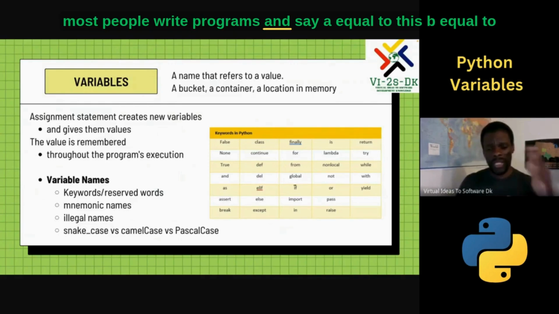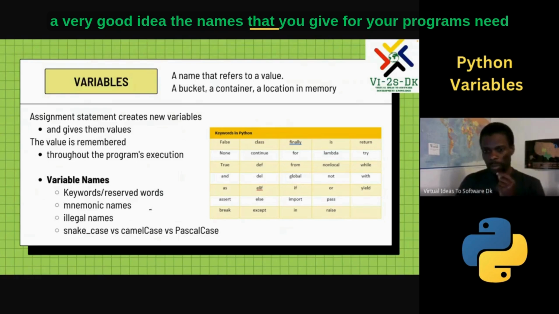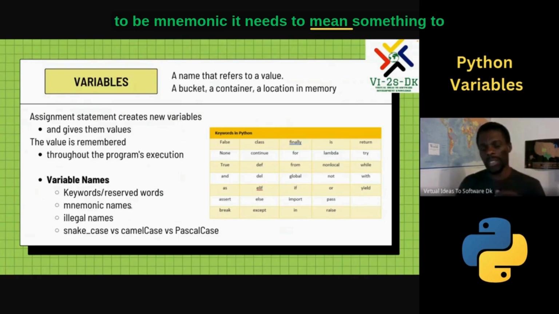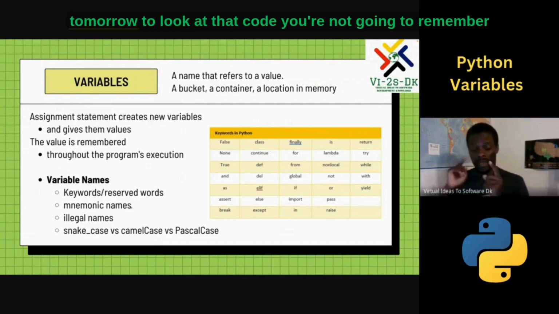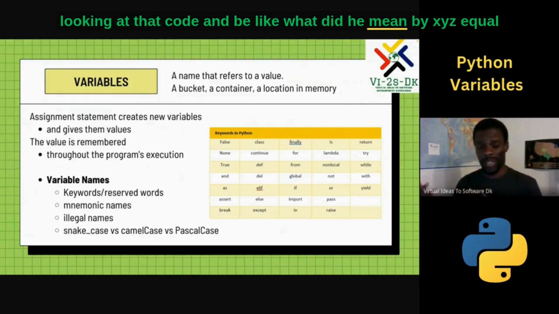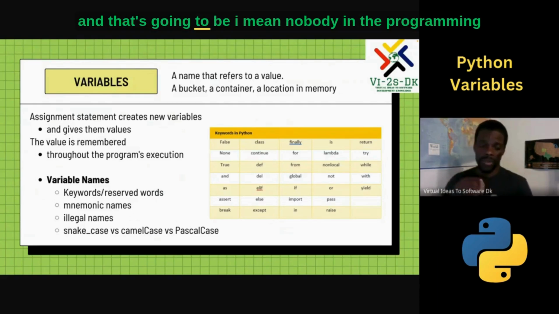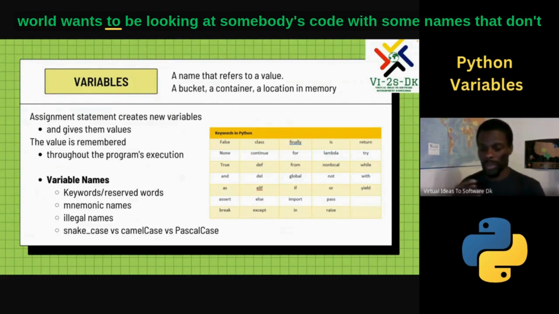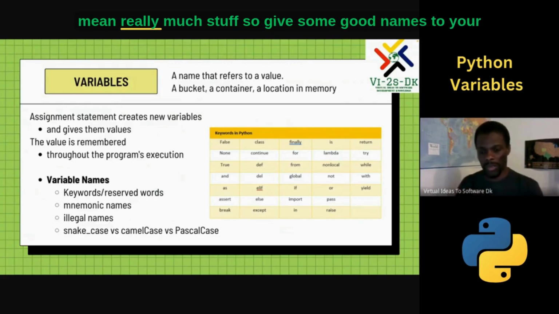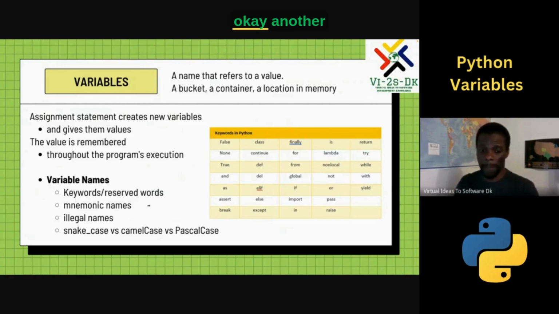Most people write programs and say A equal to this, B equal to that, C equal to that. That's not a very good idea. The names that you give in your programs need to be mnemonic; they need to mean something to you. Because you're going to come back tomorrow to look at that code and not remember what you were doing. Somebody else on your team might be looking at that code and wonder, what did he mean by XYZ equal to this? So it's better to give it a name that has a good meaning. Nobody in the programming world wants to look at somebody's code with names that don't mean much. So give good names to your variables and it's going to save you a lot of headache.